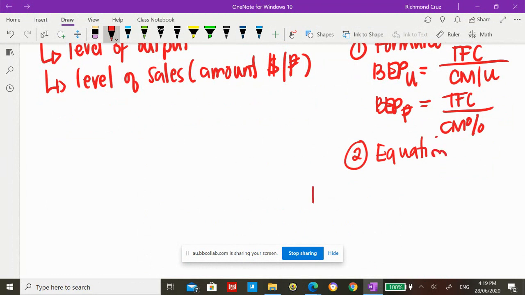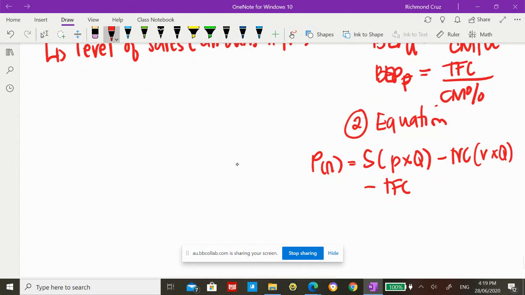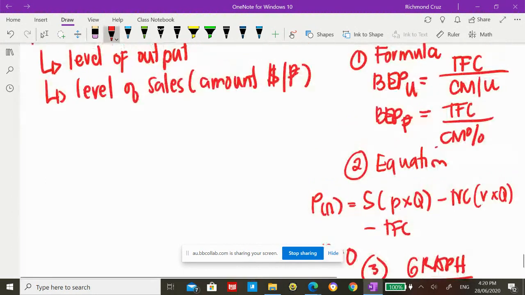In the equation method, our profit, the symbol we used last time, is equal to sales, which is price multiplied by quantity, minus total variable cost, which is variable cost per unit multiplied by quantity, minus total fixed cost. But since it is the break-even point, our profit should be equal to 0. Aside from the equation and formula methods, you can use the graph, but for illustration purposes we only did that for the graph.